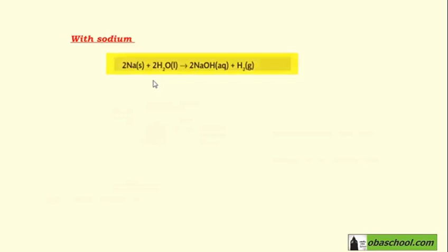So, the reaction between sodium and water. The equation is in this form. Sodium plus water produces sodium hydroxide plus hydrogen gas. As we said before, the reaction between these metals and water will produce metal hydroxide plus hydrogen gas. So, sodium plus water produces sodium hydroxide plus hydrogen gas.